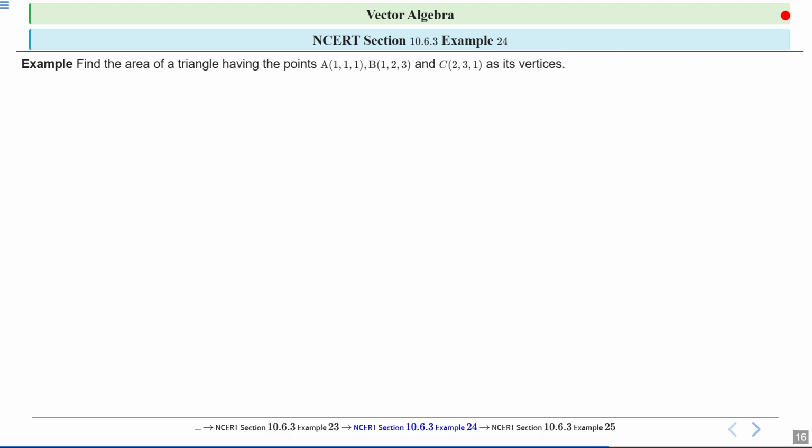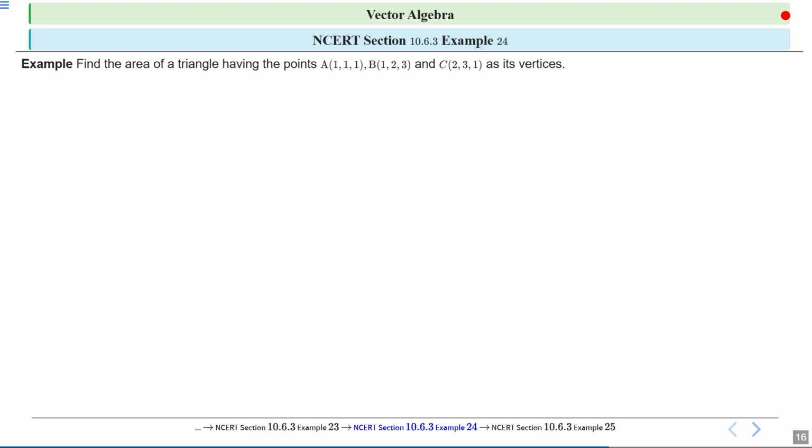Now let's look at example NCERT section 10.6.3 example 24. We are given 3 points, point A (1, 1, 1), point B (1, 2, 3) and point C (2, 3, 1). The question asks us to find out the area of the triangle formed by these points, right? So think about how can we use vector algebra to solve this, right?